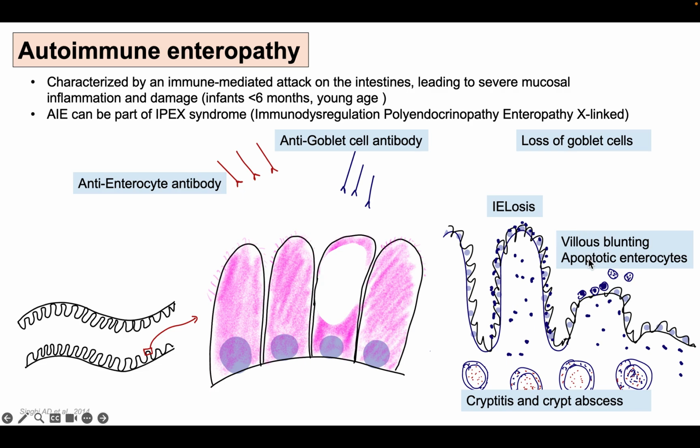So villus blunting and apoptotic enterocytes are the most common feature on the histopathology. And the second finding is the loss of goblet cells. This is the finding of the autoimmune enteropathy. Next finding is the cryptitis and crypt abscess. So this is the crypt, and you can see here the abscess and the cryptitis.